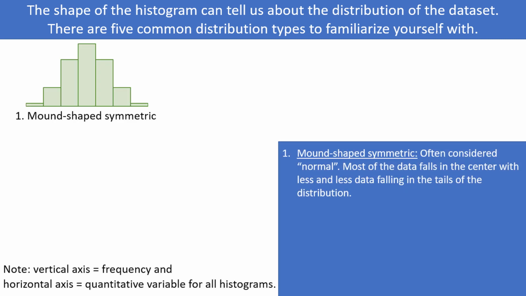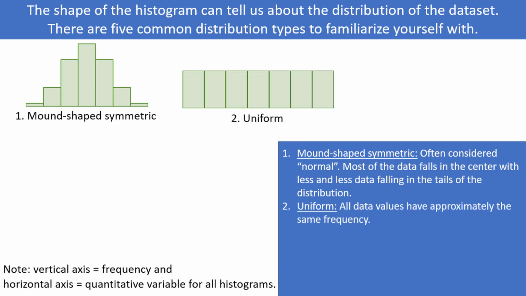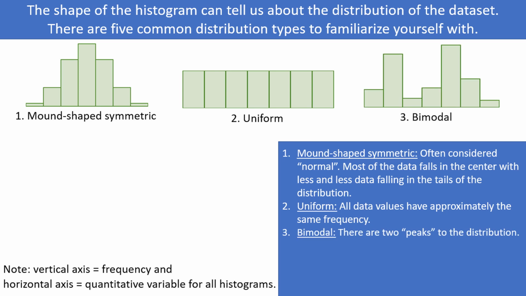The first is what we call mound-shaped symmetric, or normal. This is the case when most of the data falls in the center of the distribution, with less and less of the data falling into the tails of the distribution. The second is what we call a uniform distribution, where any observation inside the distribution is just as likely as any other observation. The third is bimodal. This is the case where there are 2 peaks to the distribution. Then we have the skewed distributions.